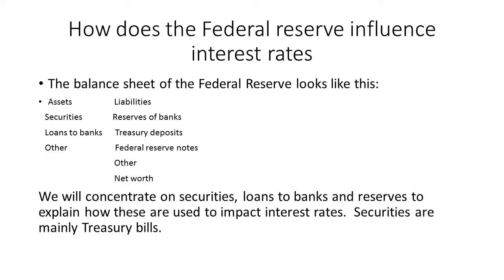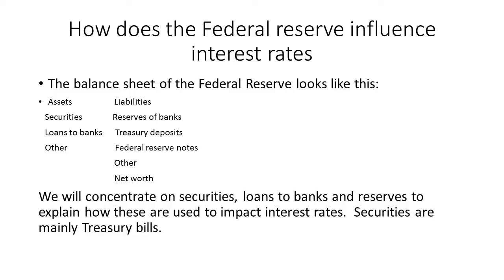On the asset side of the balance sheet, we have securities, and we have loans to banks, and we have just other. And on the liability side, we have reserves of banks, treasury deposits, and Federal Reserve notes and other, and net worth. Now, what do we mean by securities? Well, these are usually treasury bills. Loans to banks are exactly what they sound like.